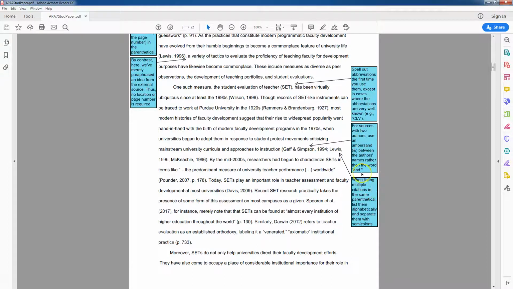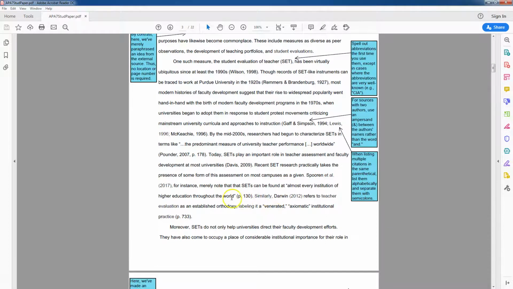So make a note that when listing multiple citations in the same parenthetical, list them alphabetically and separate them by semicolons. So you notice G comes first, then L, and then M. Again, here's another direct quote that was used. And you'll notice P period space 130, and the quote, end quote, comes before the in-text citation and then there's the period.